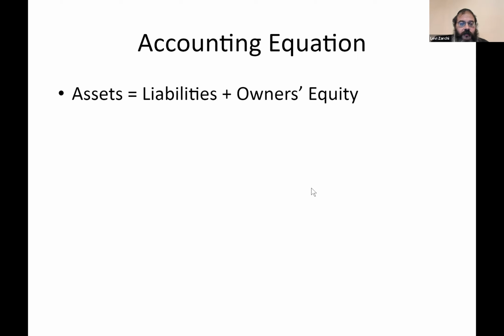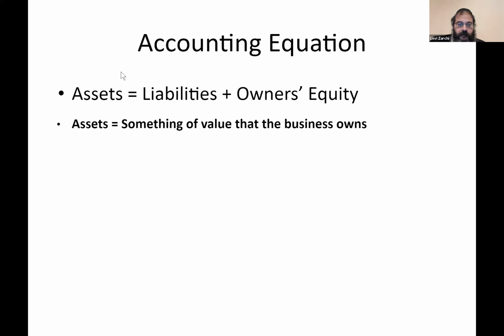So there's one general equation which you have to know: assets equals liabilities and owner's equity. This is the balance sheet, in essence, in one sentence. The top part will be the assets, what the company owns, anything of value which the company has. That's the definition, right? Something of value that the business owns is called an asset. What are examples of assets? We just put it in short, A equals L plus OE: assets equals liabilities and owner's equity.